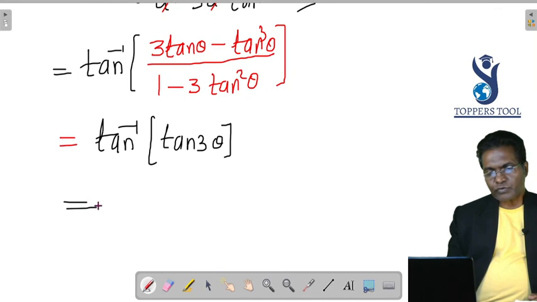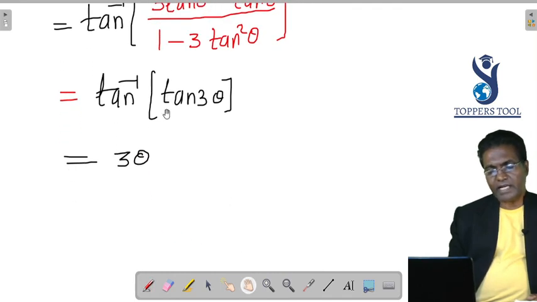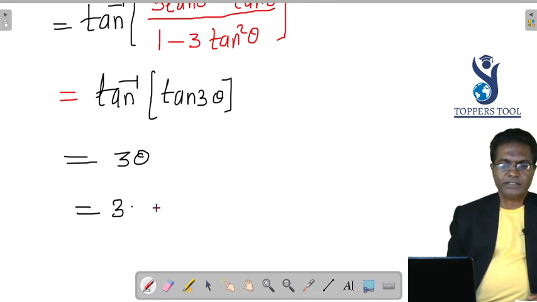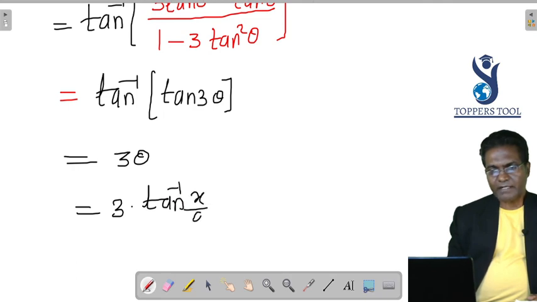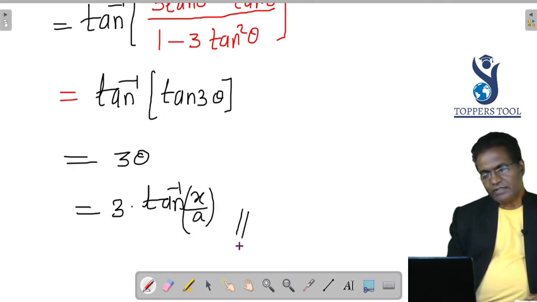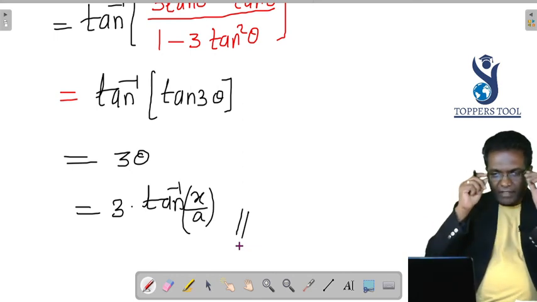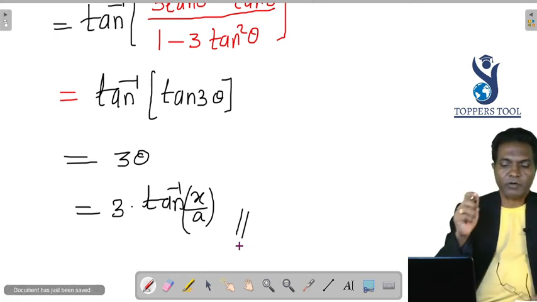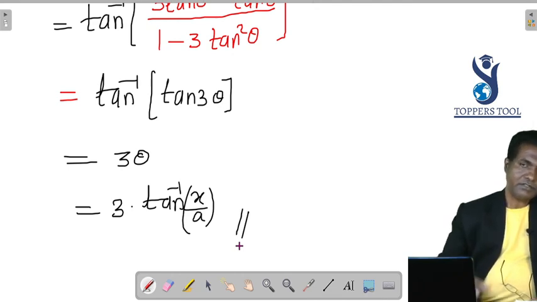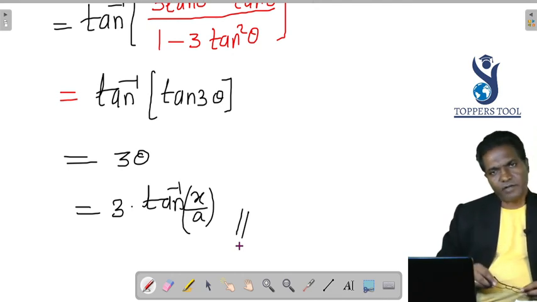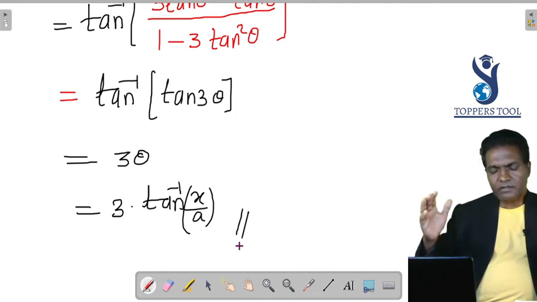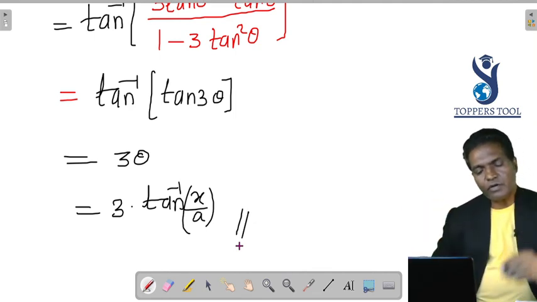So which is equal to tan inverse tan 3 theta. You are left with 3 theta. Okay, tan inverse tan vanishes. So 3 into theta, which is tan inverse x by a. Okay, so this is how you can simplify the given inverse trigonometric function. So you can expect one question from this also. So we will meet in the next session with a few more examples.